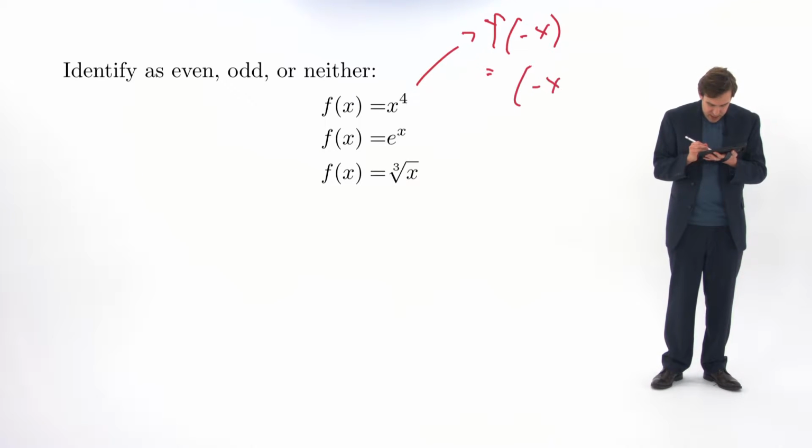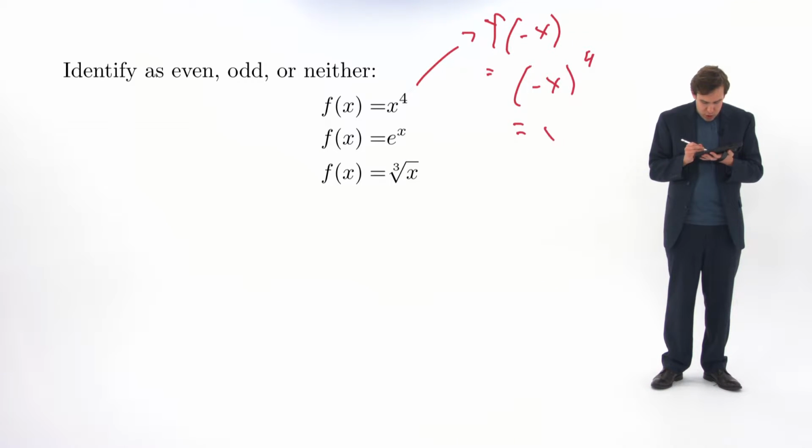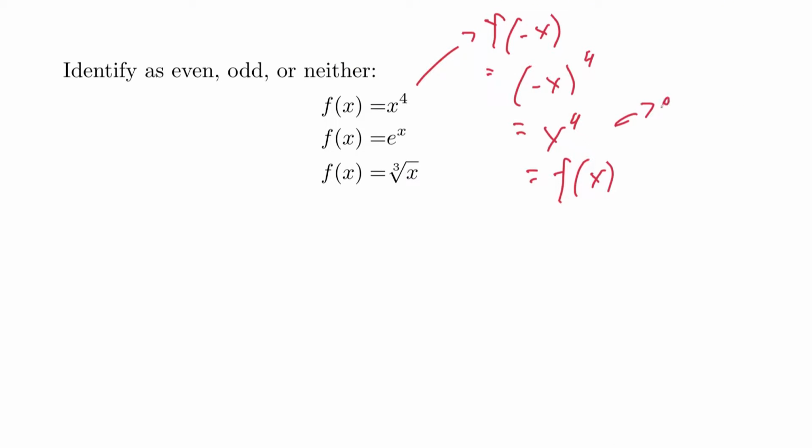So in this case, I have negative x to the fourth, which is just equal to x to the fourth, which is f of x. So this implies it's even. And we can see that from our little sketch. F of x equals x to the fourth looks like a parabola, hence even.